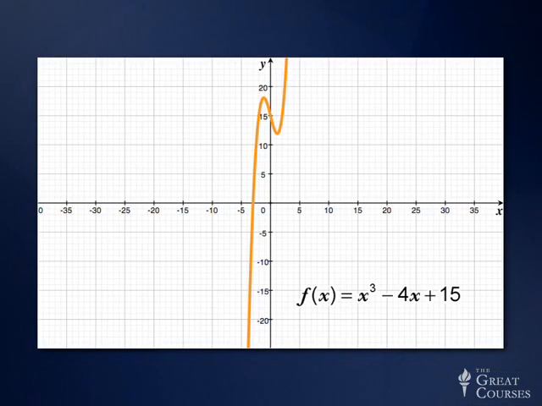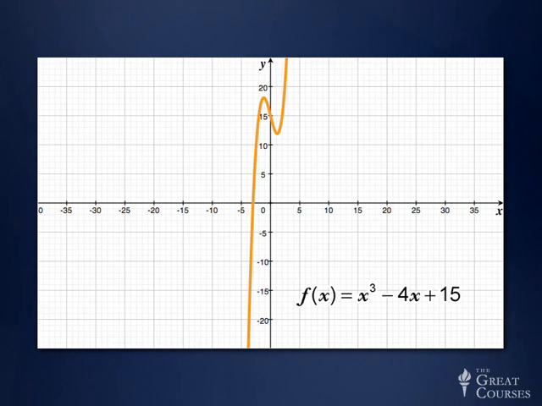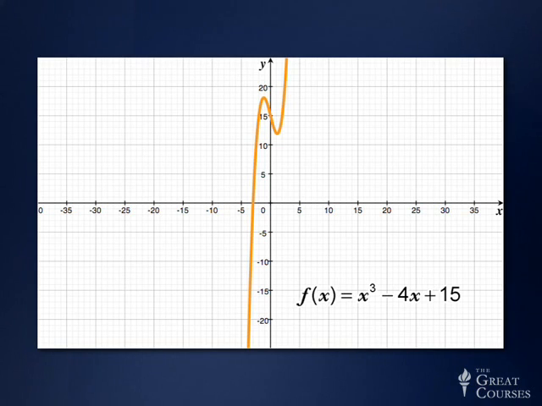It also means, by the way, if we were to graph the polynomial we started with, x cubed minus 4x plus 15, we would only see one x-intercept because that would correspond to the negative 3 root. The two complex roots are not going to show up in any way on the graph because they're not real. So you would actually only see one x-intercept.